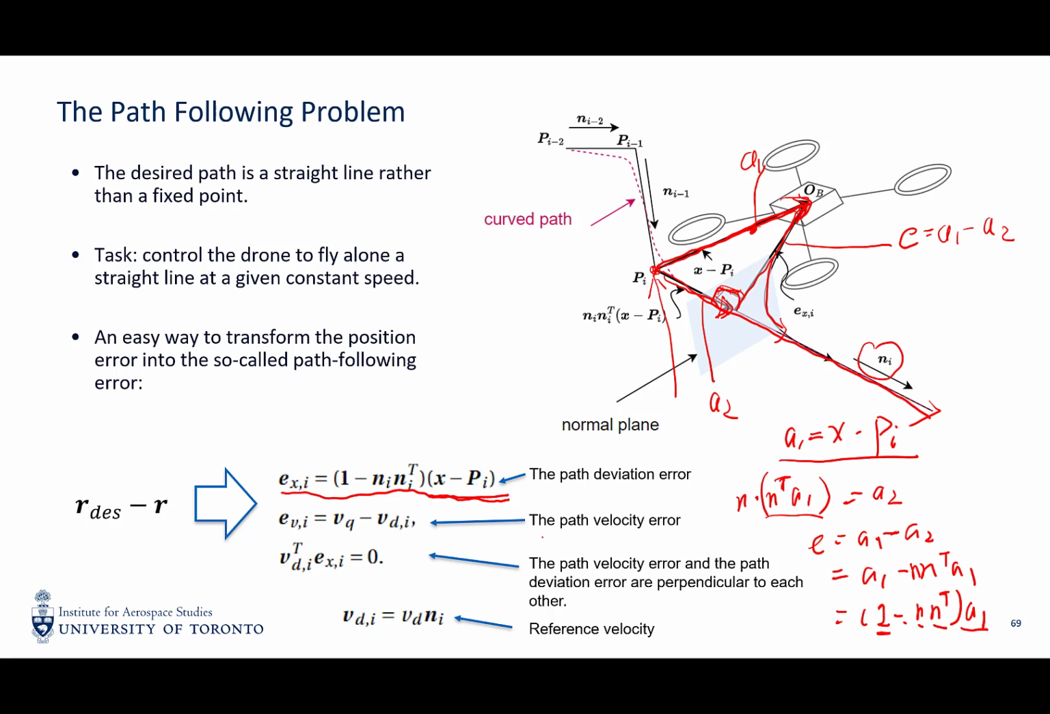And the path velocity error is just your current velocity minus your desired velocity. Also, it's very important that the desired velocity is perpendicular to the path deviation error, because we want the velocity to converge to the same direction as Ni. So it has no component in the direction of the path deviation error.